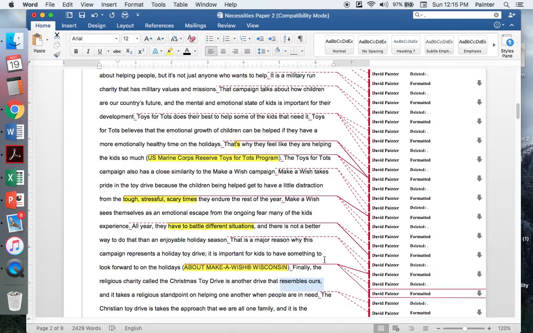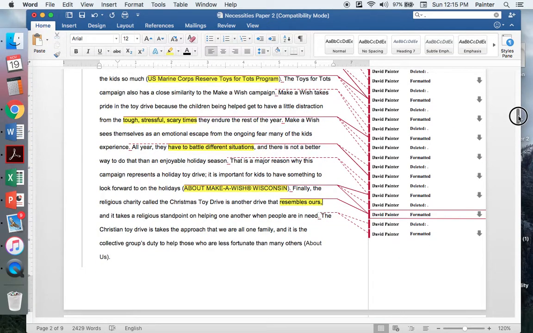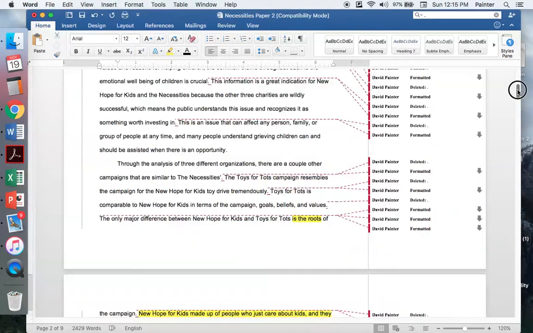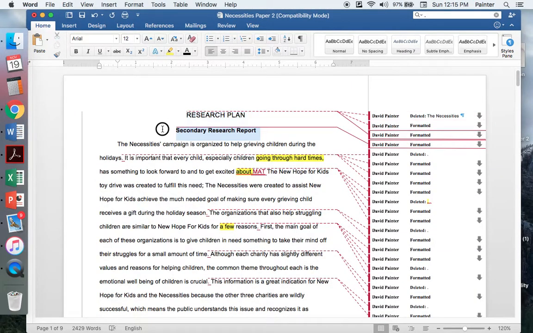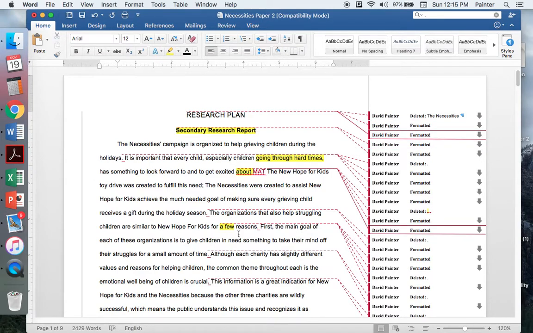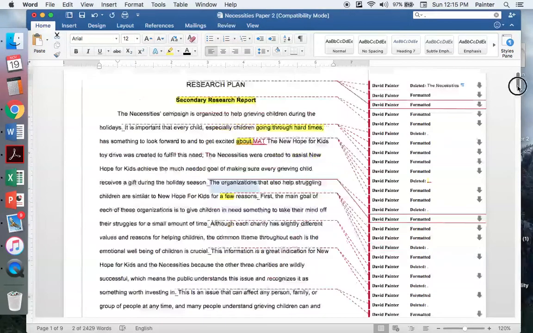Well, if it resembles yours, what did you learn from it? What were the strategies? What were the tactics that were so successful in these campaigns that you've been able to learn from and maybe adopt or adapt to your campaign? There's really no useful information in this secondary research report. Moreover, it starts talking about organizations without telling us what organizations you're talking about.